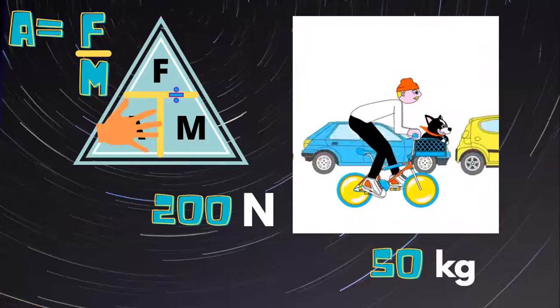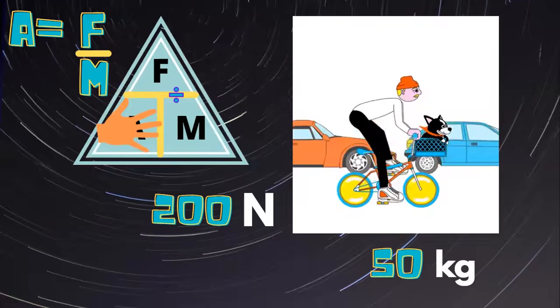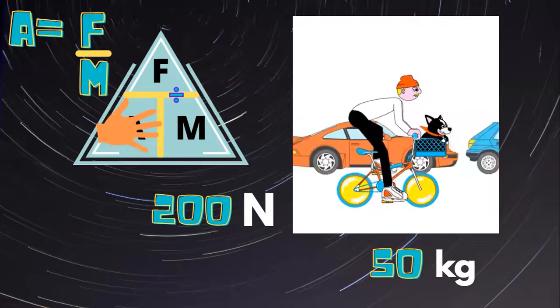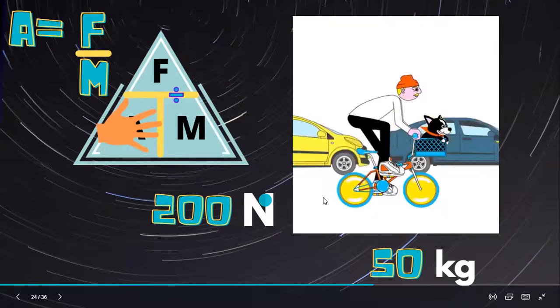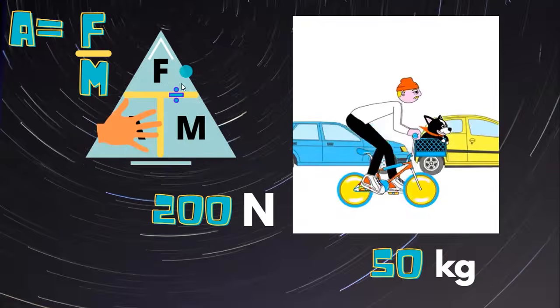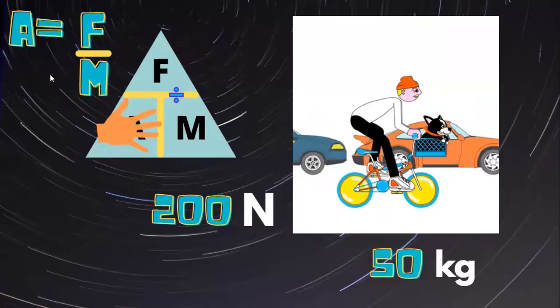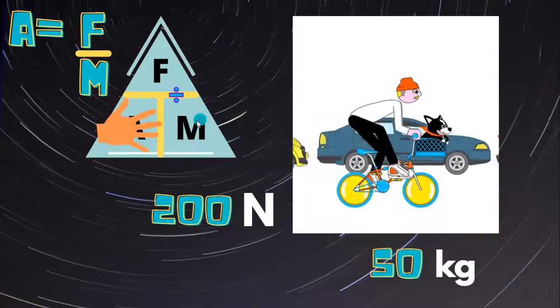Okay, so let's look at this one. Here we have a guy riding his bicycle, carrying his dog. We can see that there's 50 kilograms and 200 newtons. Now remember, newtons means force and kilograms means mass. So we have force and mass, but we don't have acceleration. So we're covering that up. A equals F divided by M.